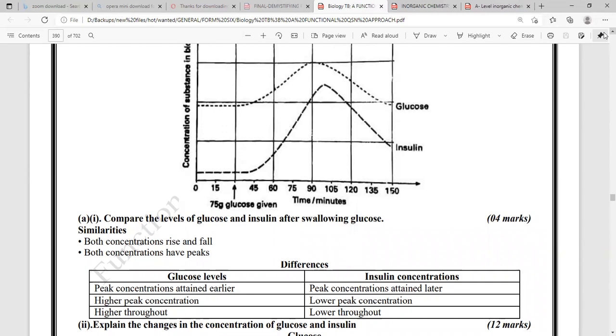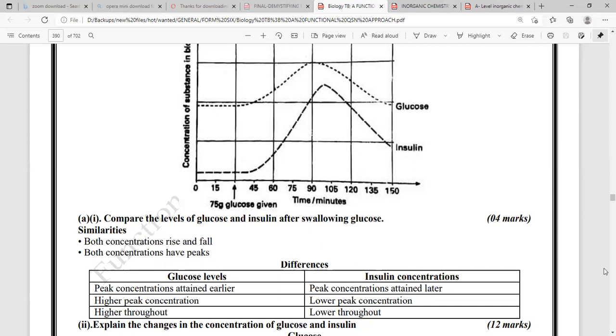Both concentrations rise and fall. Or you can say in both glucose and insulin, their concentrations rise and fall. When glucose was given to this person, there was an increase in glucose concentration in blood, and as well, there was an increase in insulin concentration in blood. But a point is reached when they attain a peak and later they fall.